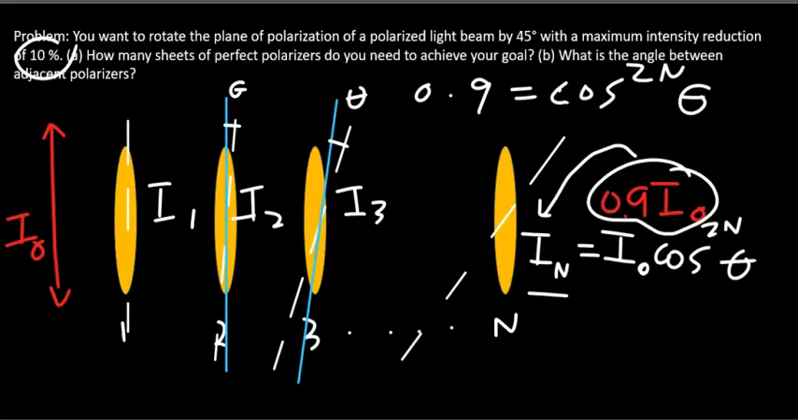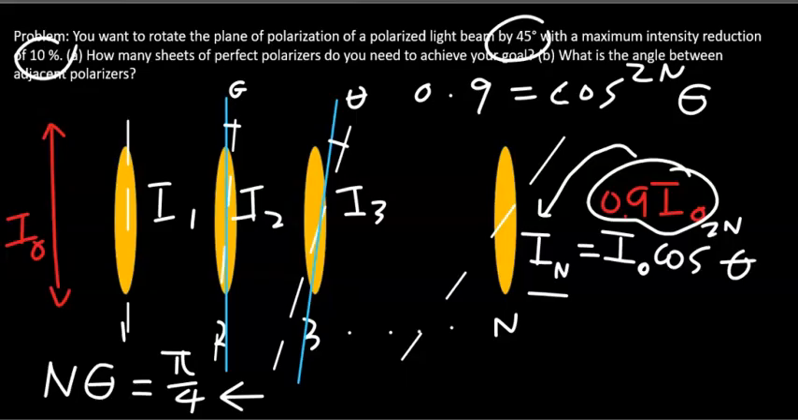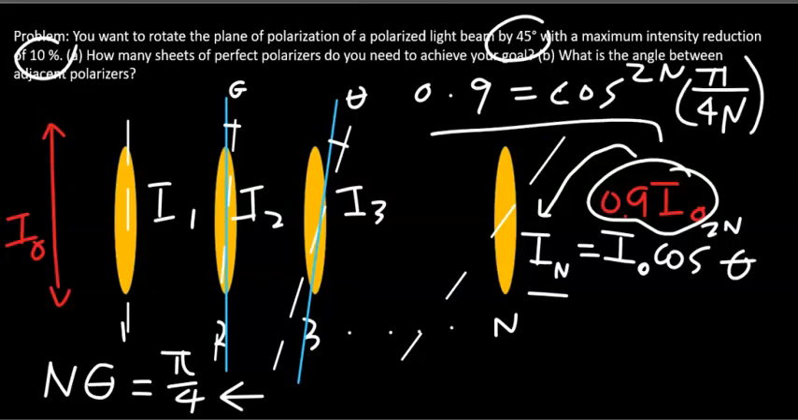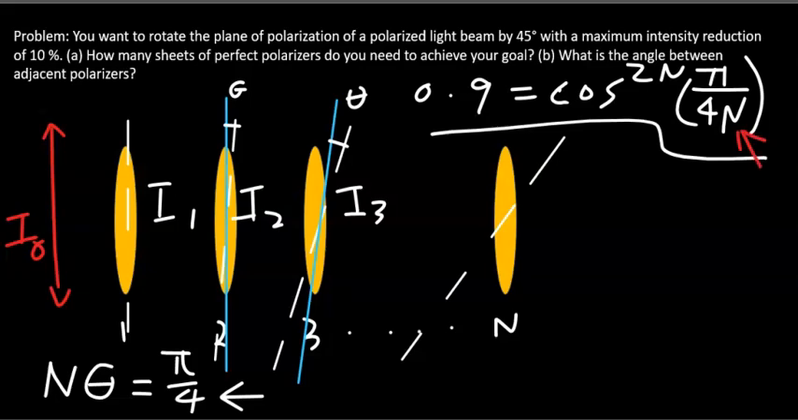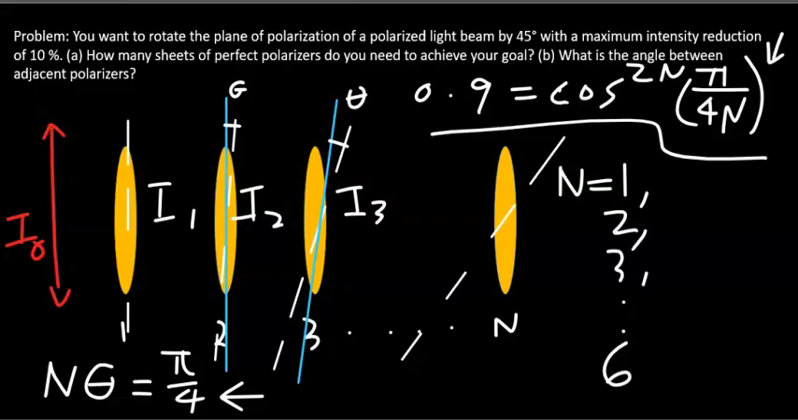We also know since there are n polarizers and each contributes an angle of theta towards bending the light to the final 45 degrees, we get n times theta is 45 degrees, in radians, namely pi over 4. Let's substitute theta from this expression in here, and you get that. Now all we have to do is find the value of n that satisfies this equation. You can start by substituting n equals 1, 2, 3, and so on. And you will see when n is 6, this equation is satisfied to a good degree.